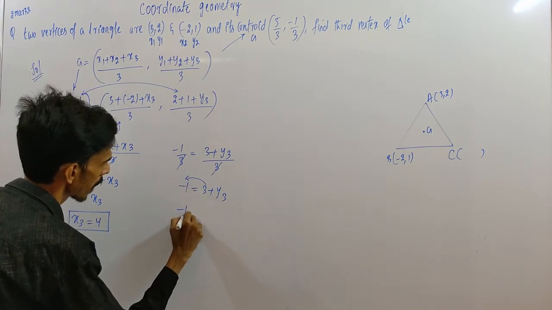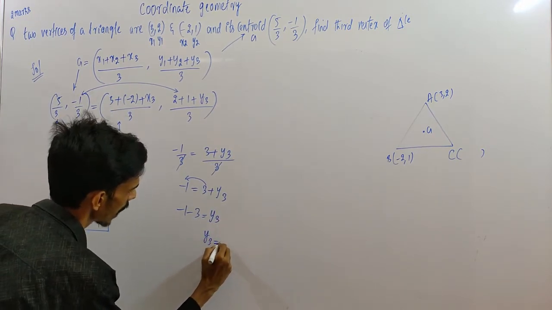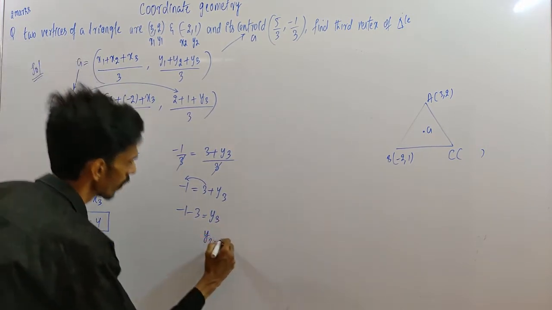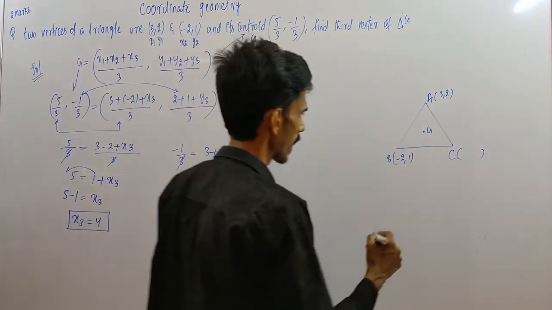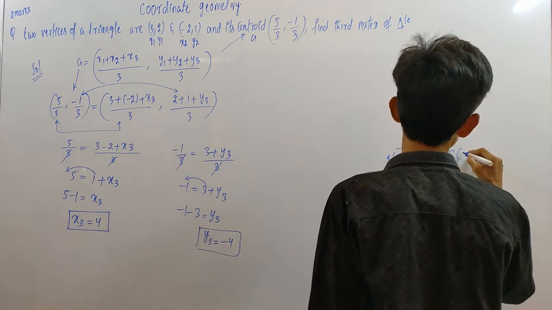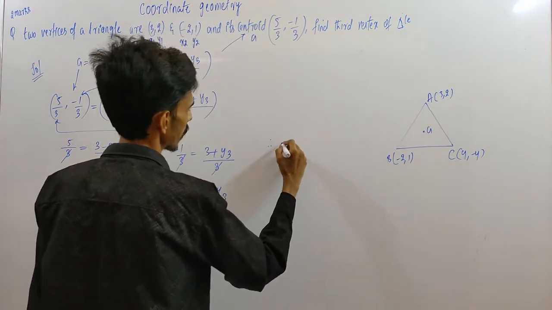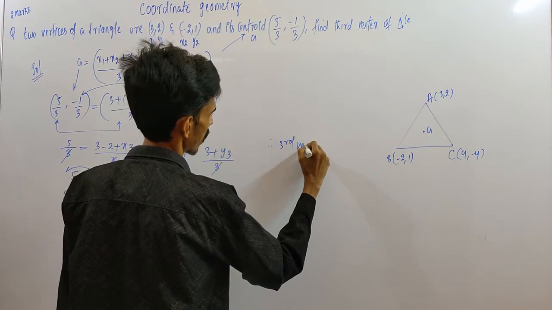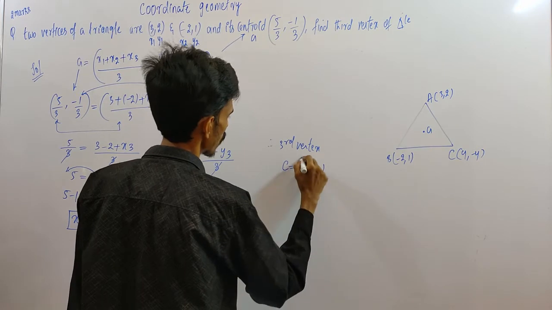Send this here. We have minus 1 minus 3 is equal to y3. So we have y3 value as minus 1 minus 3. We will get minus 4. We got the third vertex, that is 4 comma minus 4. So the answer is hence third vertex C is 4 comma minus 4.